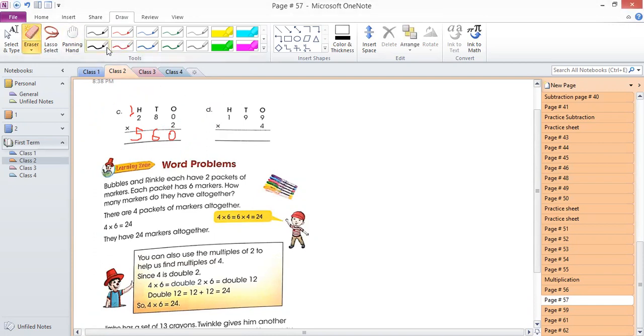Now, the last question, which is D. And for that, I'm going to take one student, Yusuf. Yes, sir. 199 multiplied by 4. 4 by 9, 36. Very good. What should I write here? 6.